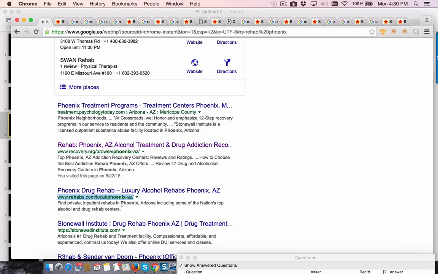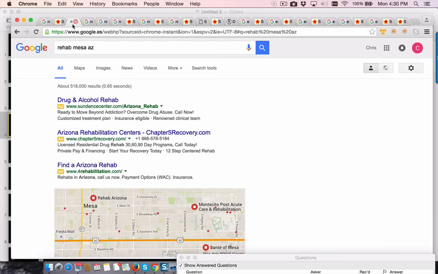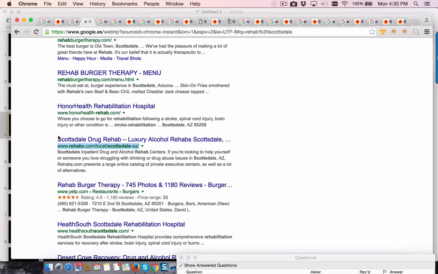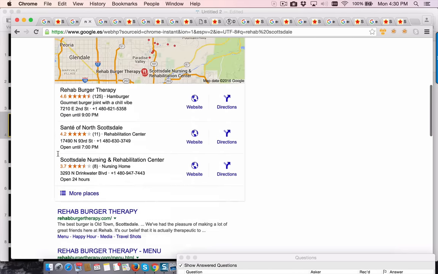Okay, it's Phoenix. Mesa is part of Phoenix, but it's a very large suburb, so they got a separate page for it. Rehab, and this is important to note. So they got right there and they're just ranking right away, okay? Let's take a look at some others, and then we'll actually look into the site. I just want to look at how they're structuring them out.